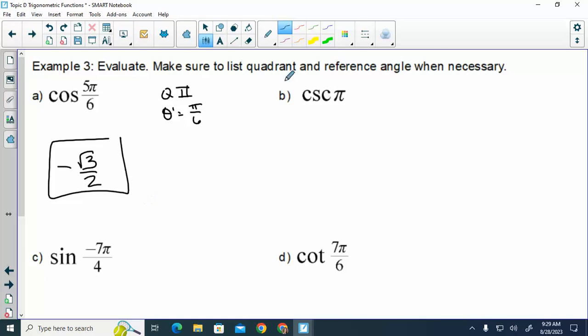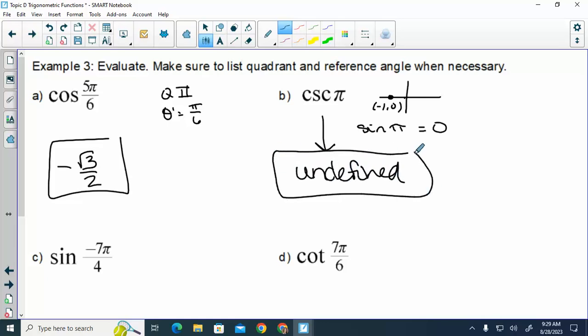2? Cosecant of pi. Okay, pi doesn't really have a quadrant because it just lies on an axis. So think about our unit circle. If this is 0, 0, what's this point? Okay, cosecant is the reciprocal of sine. So sine is the y. So we know that the sine of pi is 0. So what's cosecant? Reciprocal of 0 is undefined.